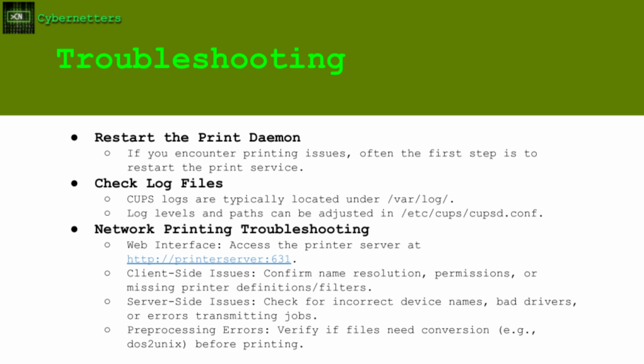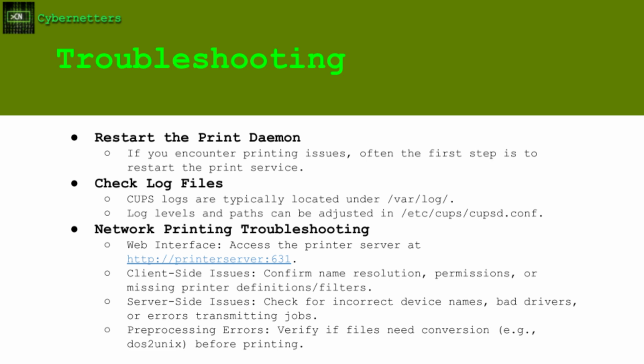So when printing problems arise, here's how you can diagnose and fix them. The first thing is you can start by restarting the print daemon. Like if a job is stuck and it's not processing, you can restart the print service and it will often resolve it. If that doesn't work, you can check the log file.